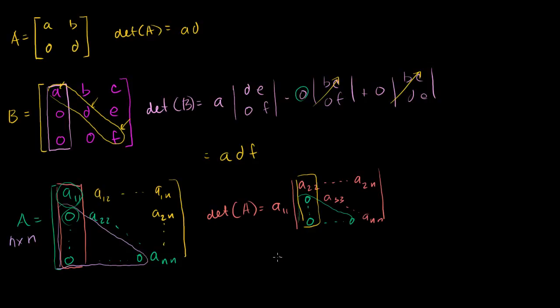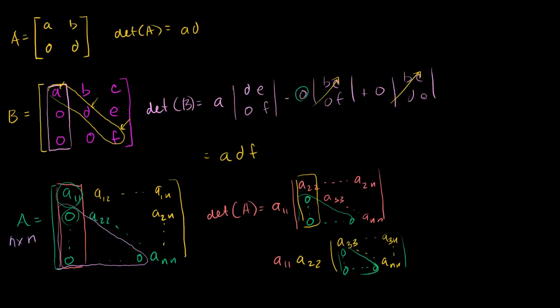So the determinant of this is just going to be equal to, let's not forget our A11 out there. A11, and then the determinant of this is going to be A22 times the determinant of its submatrix. Get rid of its row and its column, and you're just left with A33 all the way down to ANN. Everything up here is non-zero. This is A3N. And then everything below the diagonal, once again, is just a bunch of zeros. Another what we call upper triangular matrix.